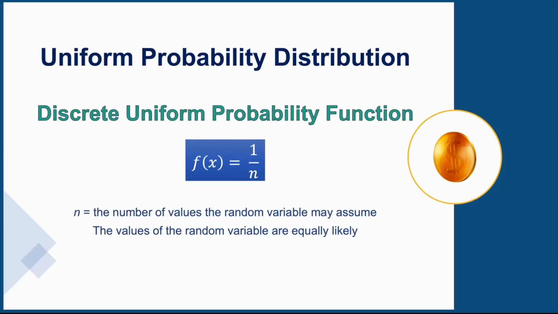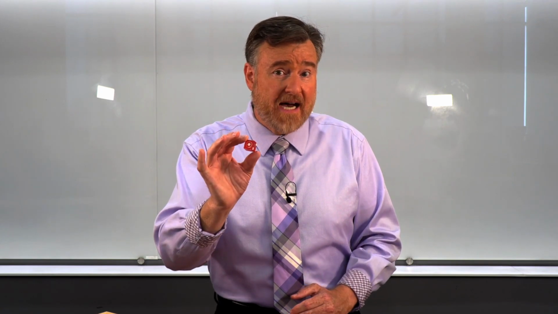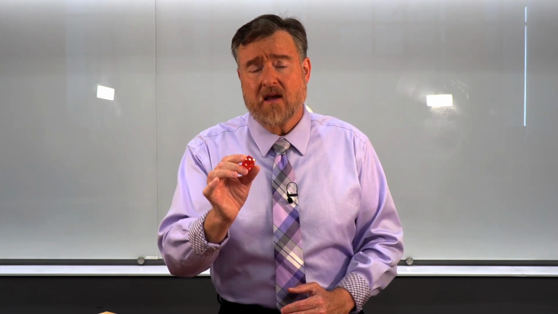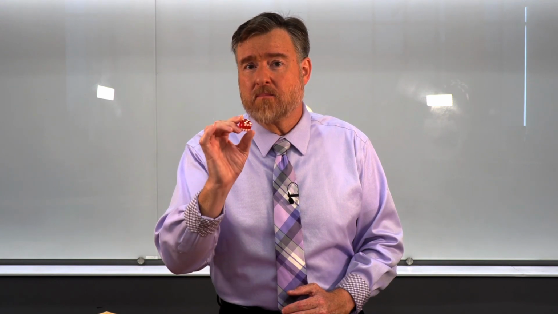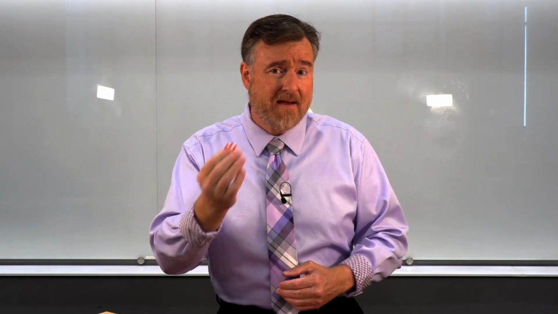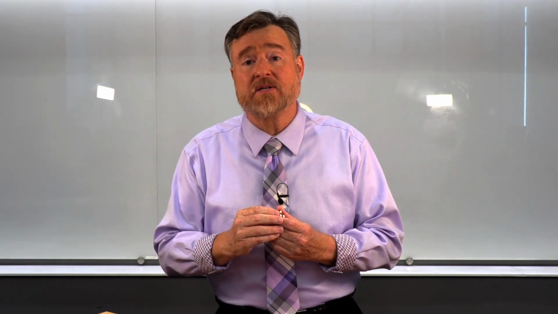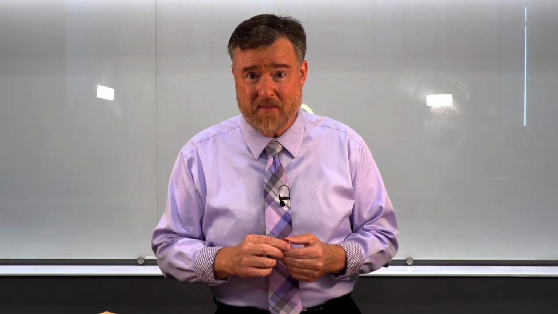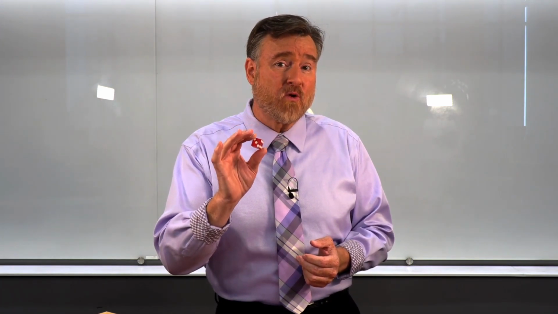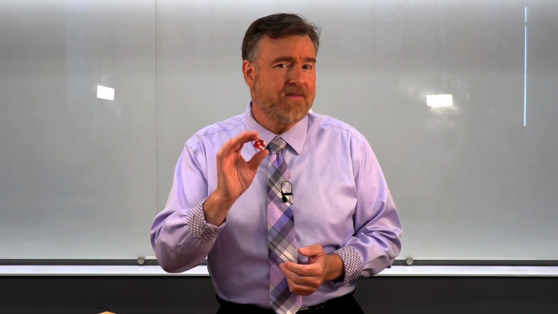It's pretty straightforward. Each frequency is 1 over n, in which n is the number of values that the random variable may assume. The values of the random variable are equally likely. If we roll a single die 100,000 times, we would get a probability distribution that would look pretty close to uniform. However, we know that theoretical probability distributions differ from experimental probability distributions. The experimental roll of the die would not be exactly like the theoretical distribution, but it would be quite close.